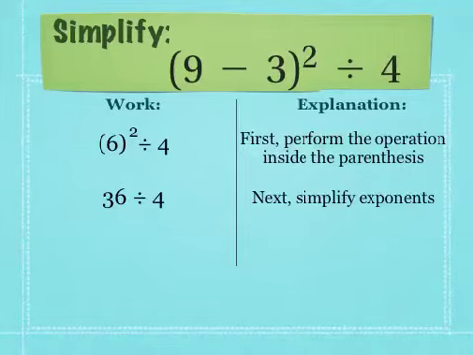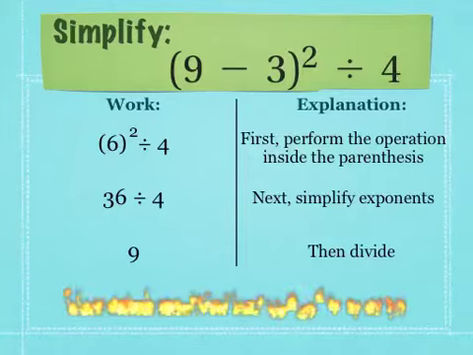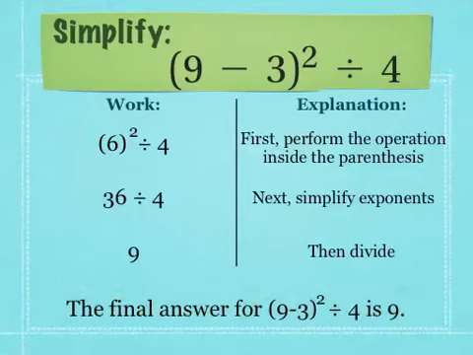There's only one operation left, so the only thing left to do is 36 divided by 4. 36 divided by 4 is 9, and the explanation would be then you divide. When you're solving these problems, I'm going to ask you to write your answer in the form of a sentence. This statement is the final answer for 9 minus 3 squared divided by 4 is 9.